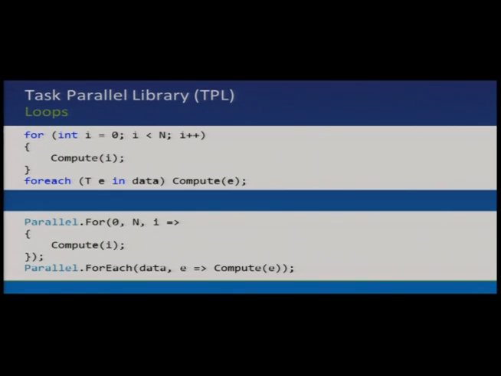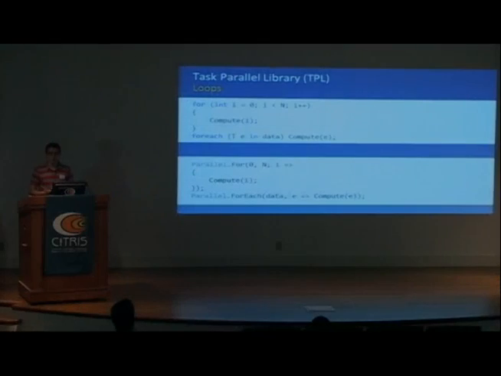I should point out that the task parallel library does not do anything to verify that the parallelization is correct. It is up to the developer to ensure that you don't have any race condition and that you use synchronization as necessary.